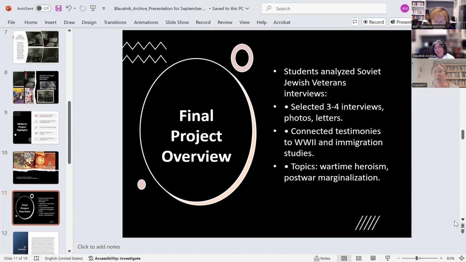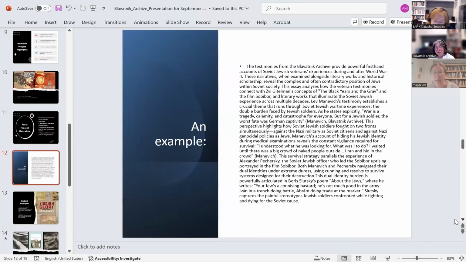So that's exactly what they had to do. They analyzed Soviet Jewish veterans' interviews. They had to pick their own interviews. They selected three or four interviews and also some photos and some letters. They connected testimonies to the Second World War and also to immigration studies. They spoke about wartime heroism and how a lot of interviews actually spoke about post-war marginalization. And that's also what Shternshis writes about.